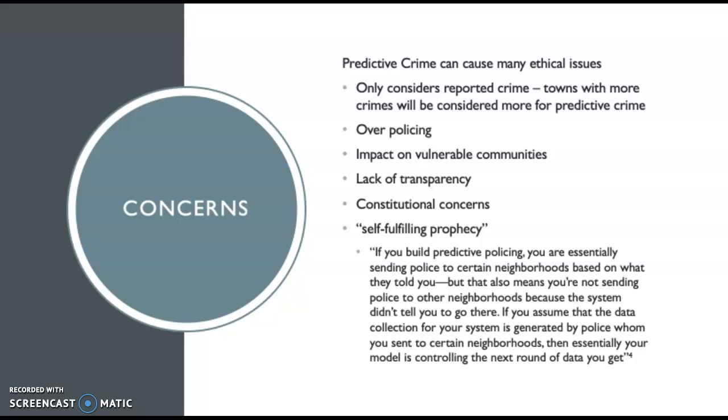And a professor also called it a self-fulfilling prophecy, saying that if you build this predictive policing, then you're basically sending the police to the neighborhoods based on what they said. And then it's going in a full circle because you're assuming the data for your system is right and it is generated by police, which sent you there anyway. So then the circle is just going round and round. So this could be a concern as well.